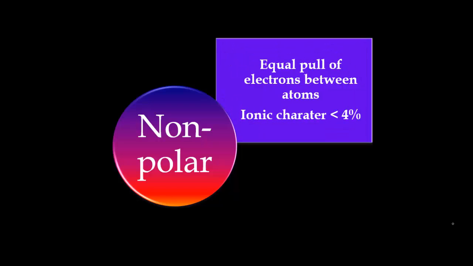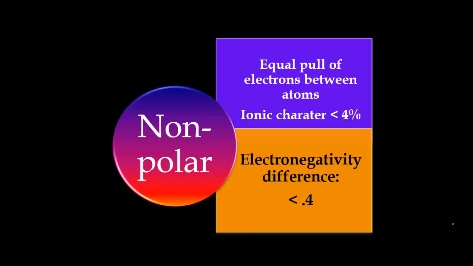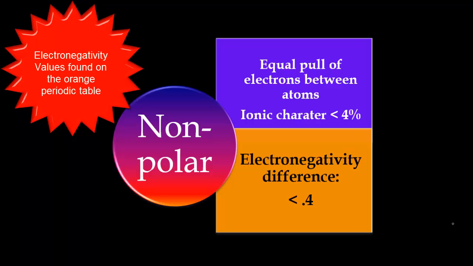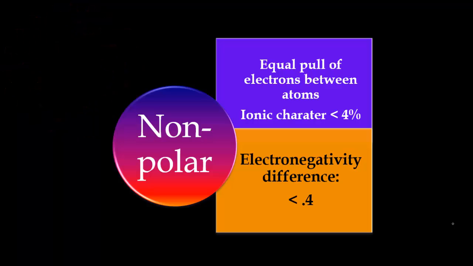For a nonpolar bond, we just said that it will have an equal pull of electrons between the atoms. This means its ionic character, or how close it is to an ionic bond, is going to be less than 4%. How we determine this is we look up their electronegativity differences. We're going to take the larger minus the smaller, and we're going to see that they have very similar electronegativities because their difference between the two is going to be less than 0.4.